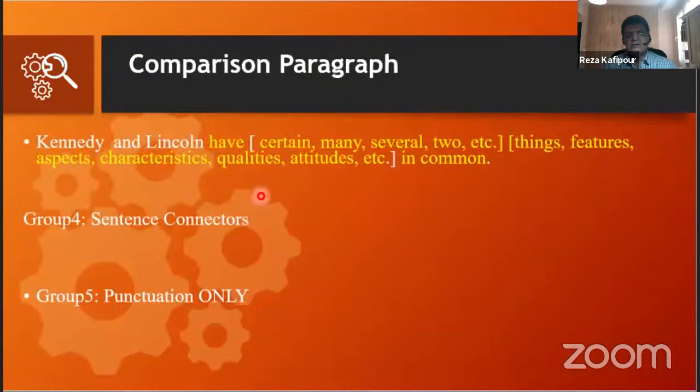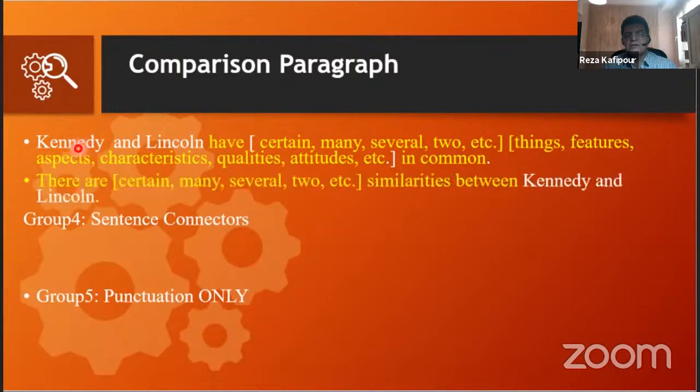So the other structure for predicate is writing this, using this structure: have, using any one of these words such as certain, many, several, that show degree of comparison, then the words such as things, features, aspect, characteristic, qualities, attitude. It is based on your topic sentence, what you are going to compare between two persons or two things. And then the words in common.